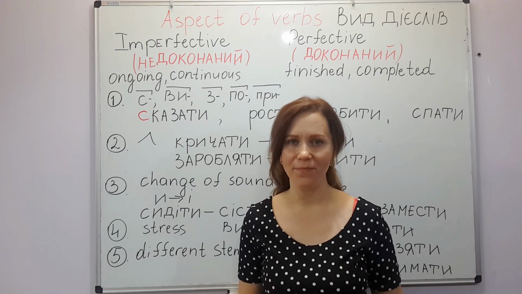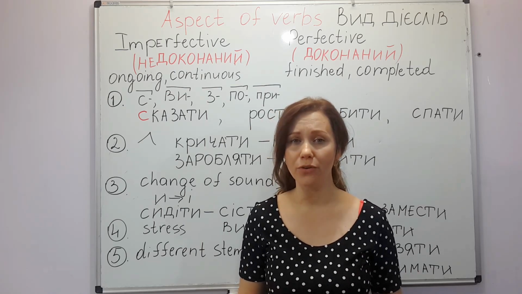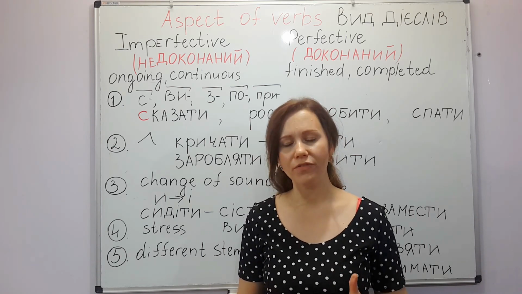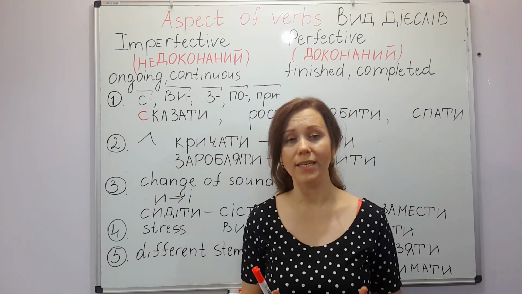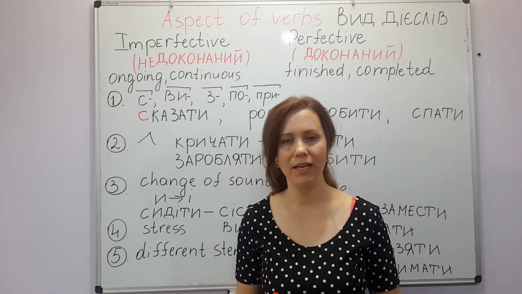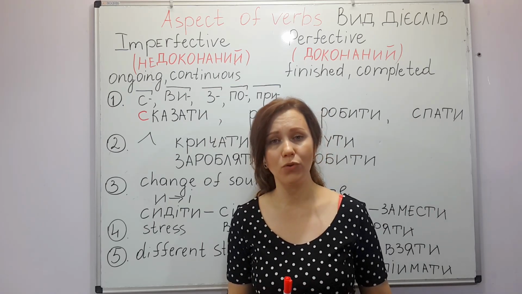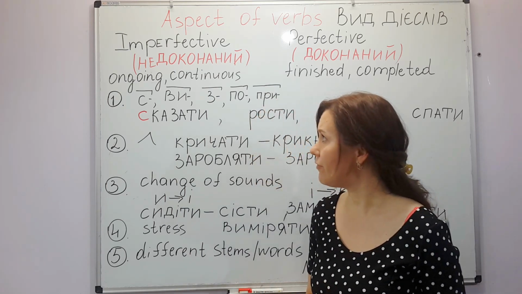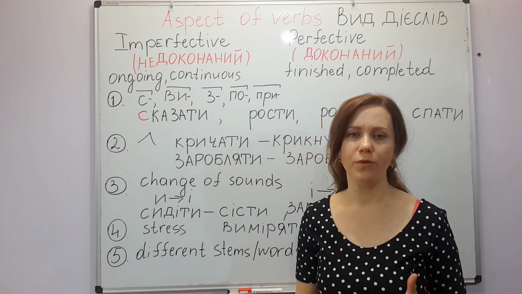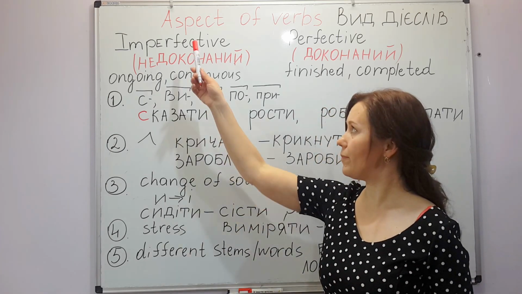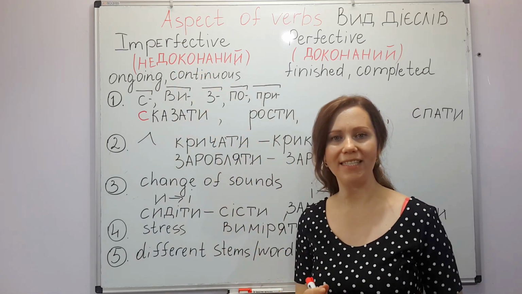I hope for that. And also, I suggest that you learn the most frequently used verbs, so it will be easier for you, at least at the beginning of your language learning. So now let's get started and go through all of these rules. The first rule is that with the help of some prefixes which we add in front of the verb in the imperfective aspect, we create verbs of the perfective aspect.